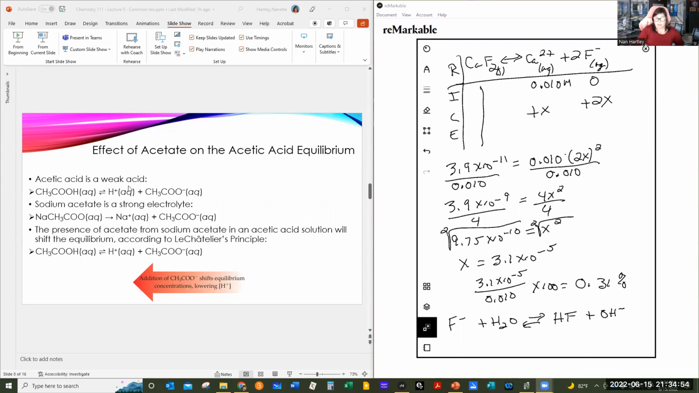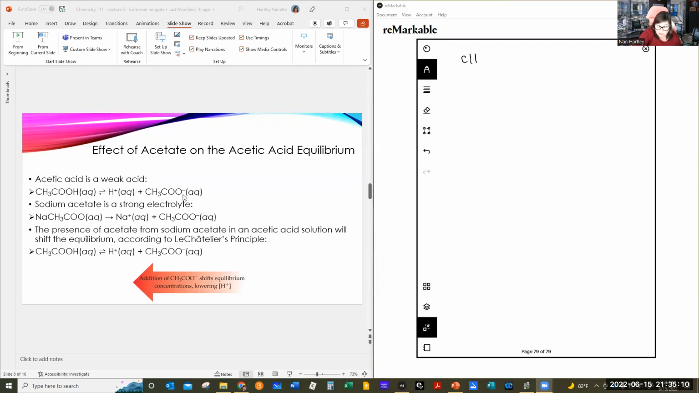So acetic acid is a weak acid. It's CH3COOH. That can dissociate to become H plus and CH3COO minus. Now remember, technically, this doesn't happen like this. What actually happens in solution is that CH3COOH plus H2O goes to H3O plus and CH3COO minus. If I were to use this as my K, the water would not appear because it's a pure liquid.